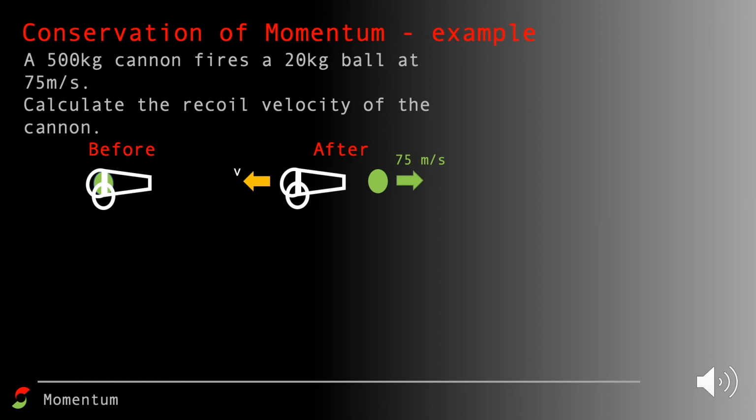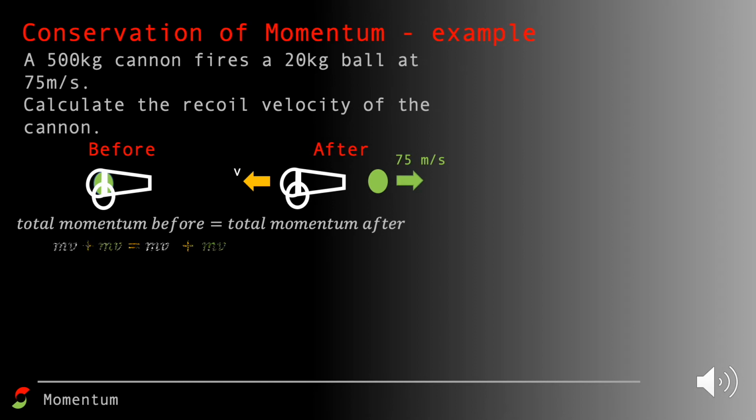So we're going to apply the same process as we did before. We're looking at total momentum before and total momentum after. I've color coded this a little bit. The white shows you the cannon, and the green shows you the cannonball. Beforehand, the cannon and the ball are both stationary. So the total momentum before is actually going to be 0.